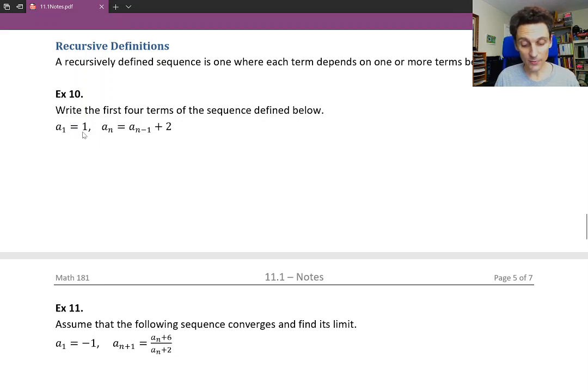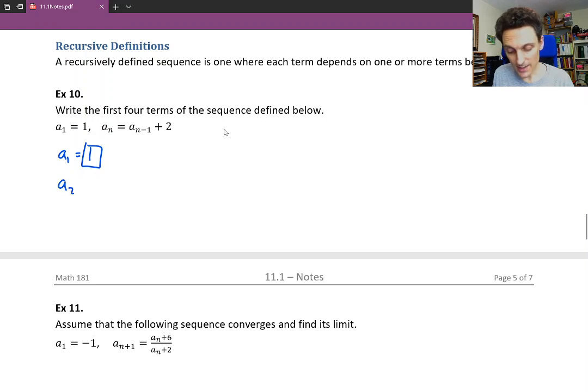Here we're given that the first term is equal to 1, so that's kind of giving away the first term there. And then the nth term is defined as the n minus first term plus 2. So to get the nth term, you look one term before it and add 2 to that previous term. This is where the recursive definition part comes in.